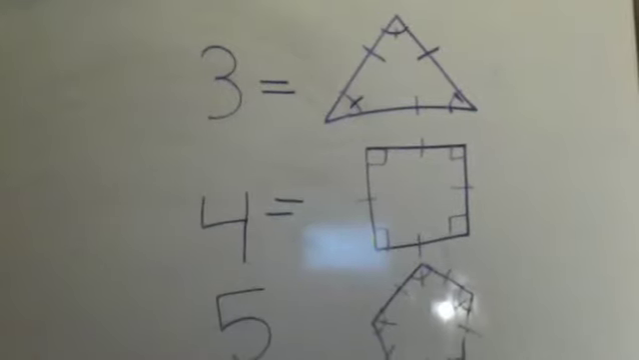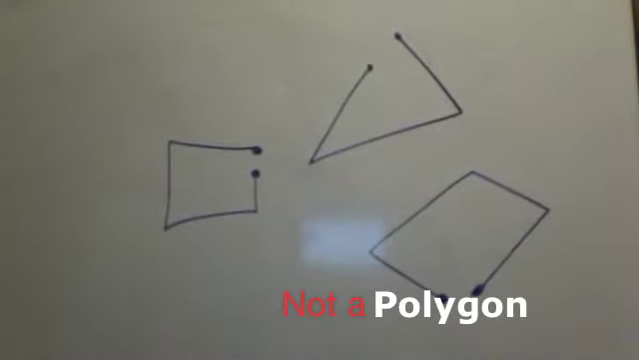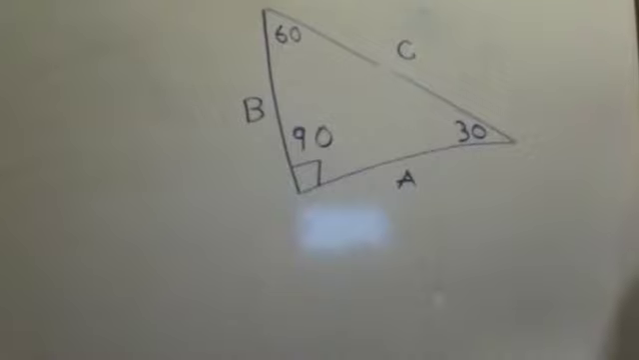Shapes that aren't closed are not polygons. And if it has different sides and angles, it's a polygon, it's just not regular.